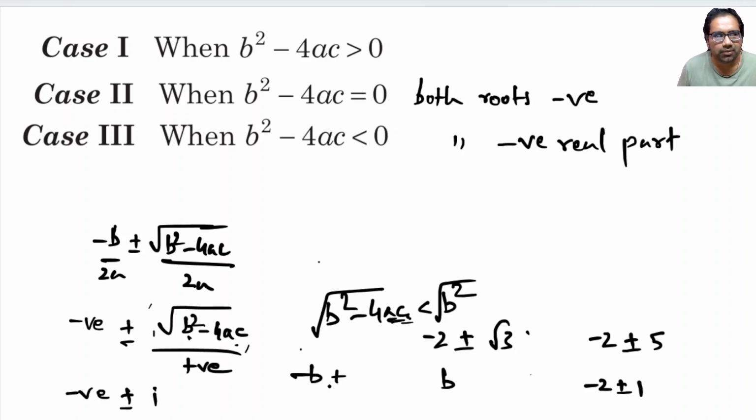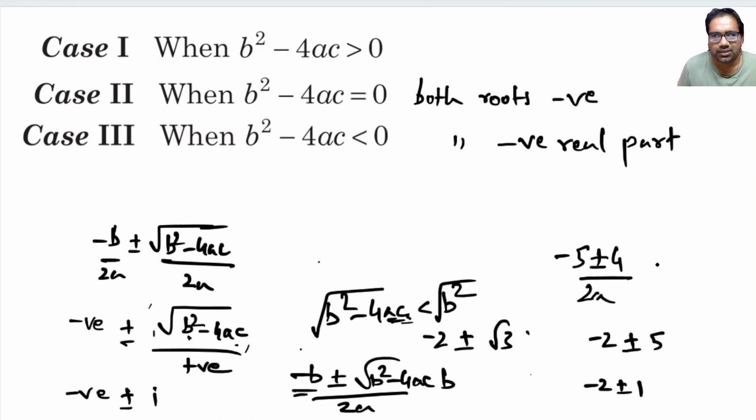Minus b plus or minus under root b square minus 4ac by 2a. Right. So there is minus b. Okay. Minus b, so for example, b is 5, minus 5 plus or minus root of b square minus 4ac, which is lesser than 5. Let's say it is something like 4. Minus 5 plus or minus 4 by 2a. So that means we'll get both roots as negative. Here we'll get both roots as negative because negative plus some negative.